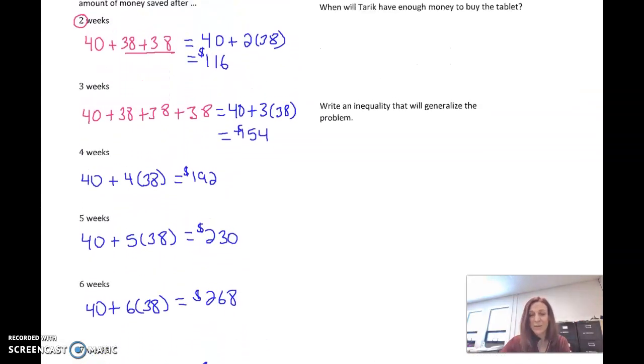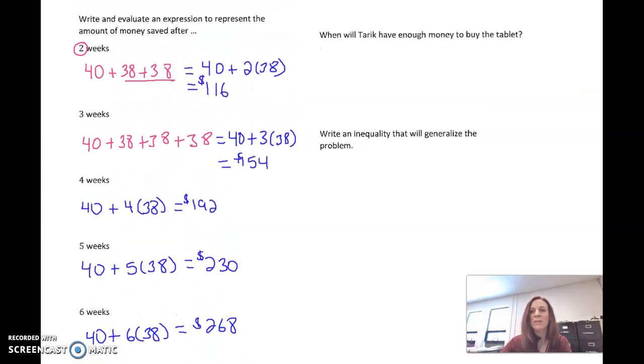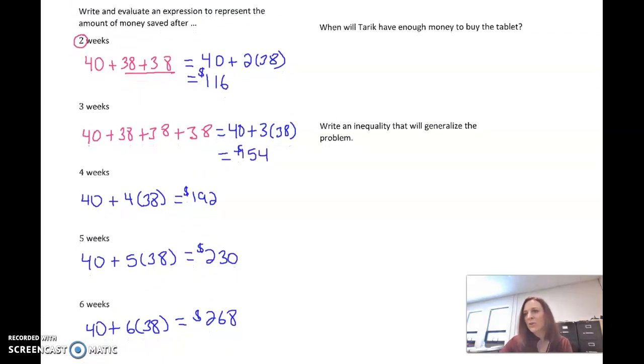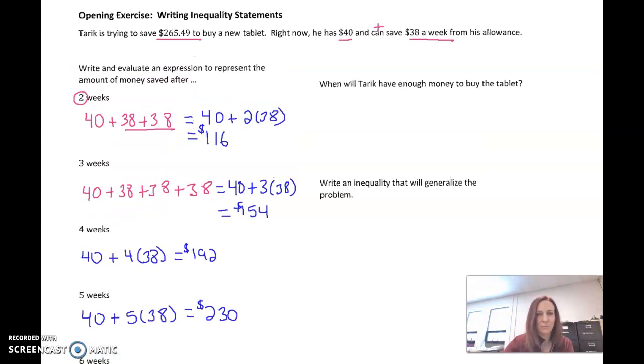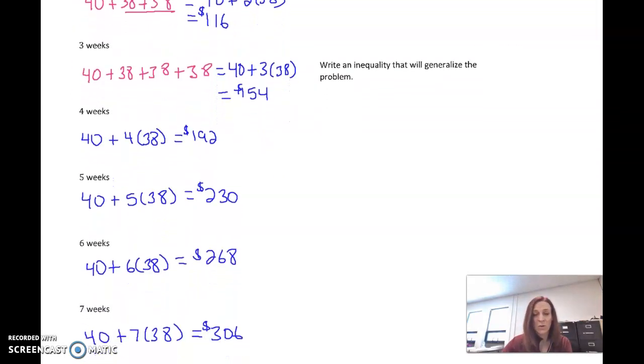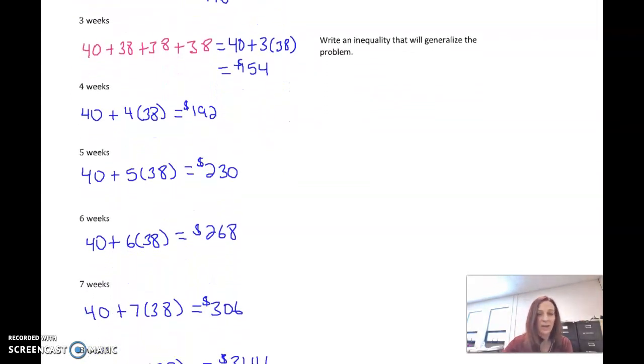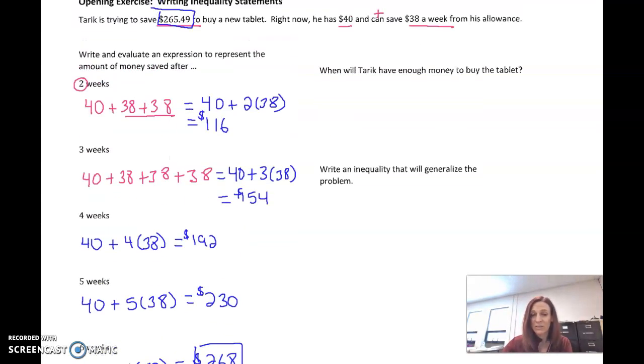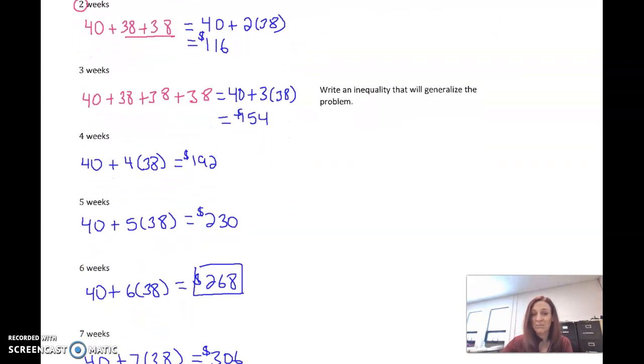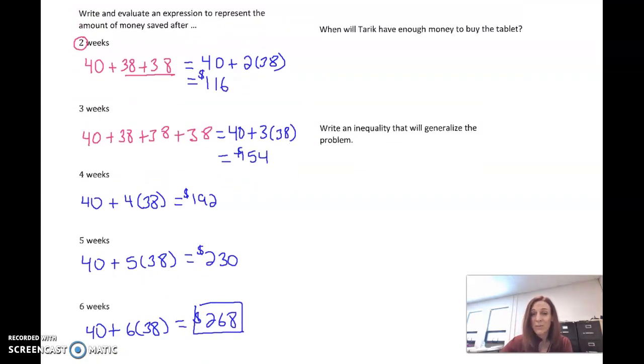Okay, so scroll up here a little bit. If you need to miss that, you can always pause it or go back. When will Tarek have enough money to buy the tablet? Oh yeah, he's saving money for something, right? So let's look. How much does he need? $265.49. So I look right here at week 6, and he has $268. That's enough money.